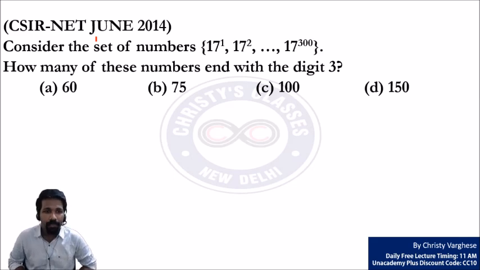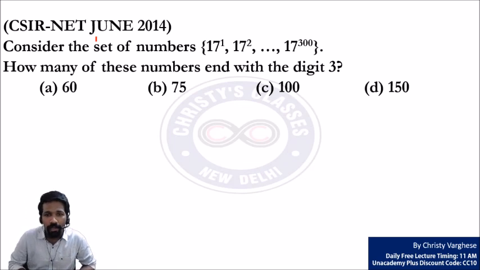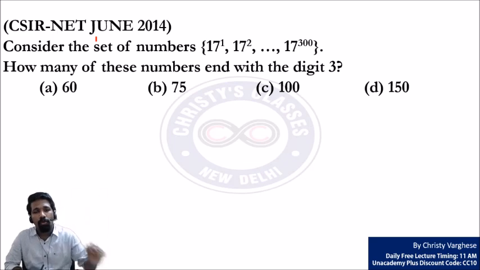One more question from the same topic in the June 2014 NET exam. This was asked, and this was simpler than the last two questions, because here you don't have to find the last digit. Here you only have to find how many numbers will be there with this last digit 3. That you can do only by checking what is the cyclicity, whether it is cyclicity 1, cyclicity 2 or cyclicity 4.